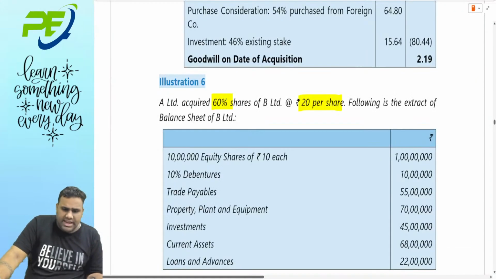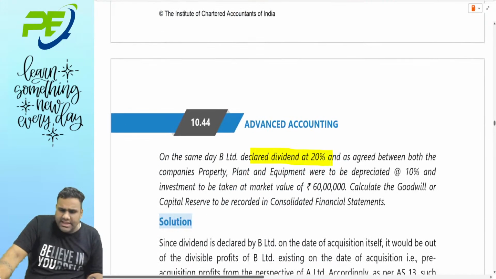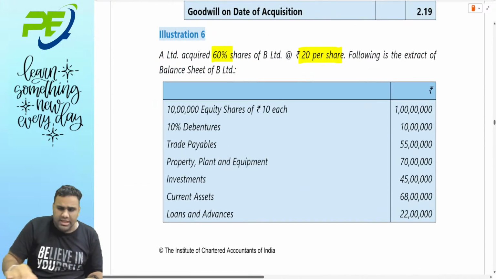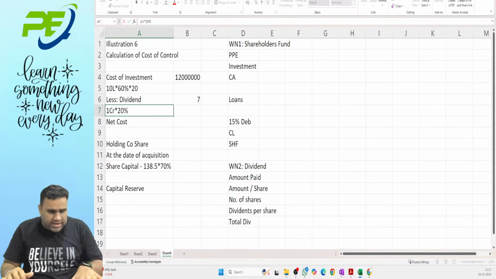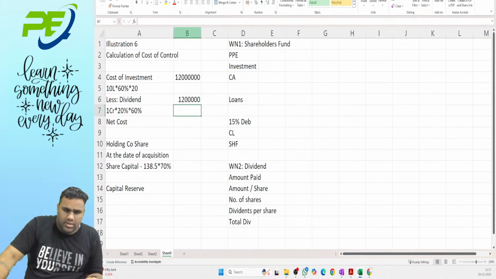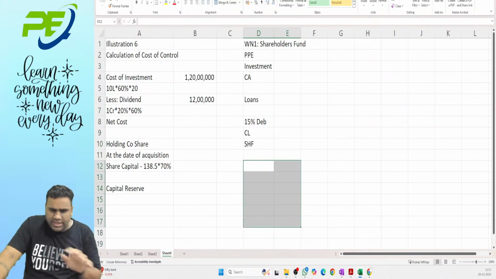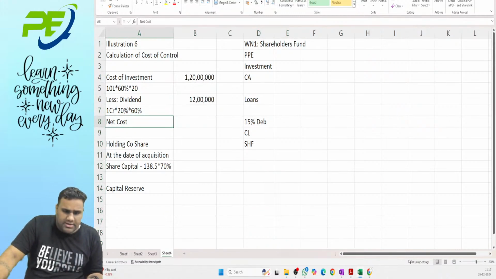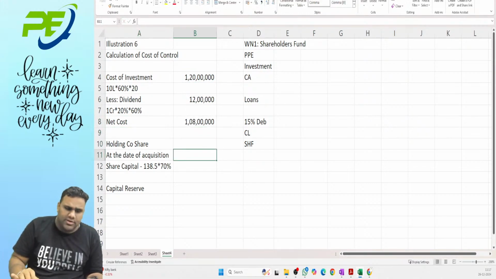Now, dividend. Is there any pre-acquisition dividend? Yes. Dividend declared at 20%. So for dividend, 1 crore was the share capital into 20% into holding company share 60%. Everyone, are you able to follow? 12 lakhs. So my net cost is 1 crore 8 lakhs.